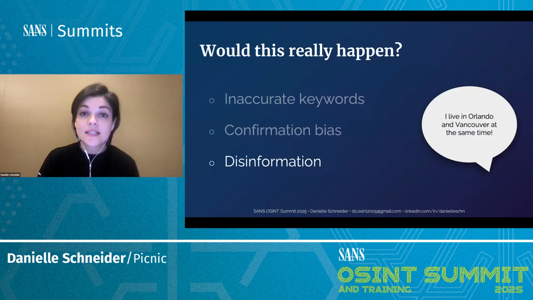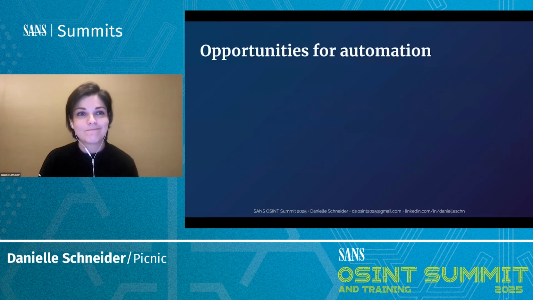And then finally is disinformation. So depending on the adversary or person of interest, they could be deliberately placing misleading information in their posts. This is pretty rare when it comes to individuals who aren't already a person of interest that you know of, but it does happen. And that would, in this case, have really thrown me off into a wild goose chase.